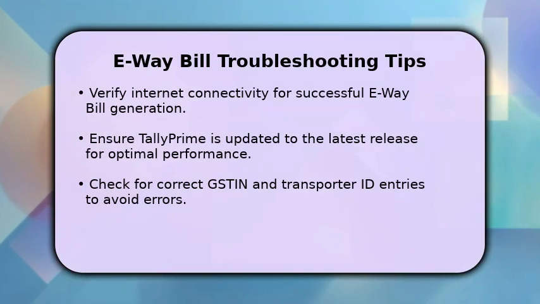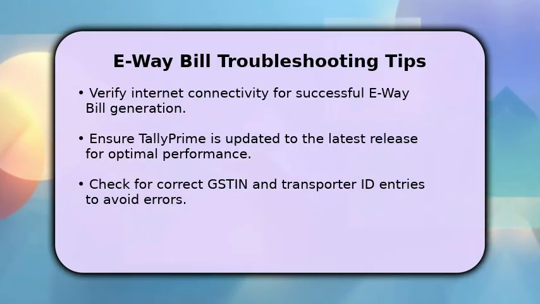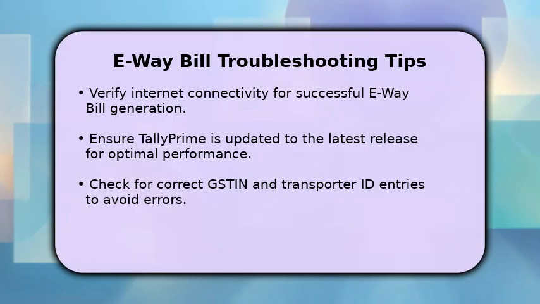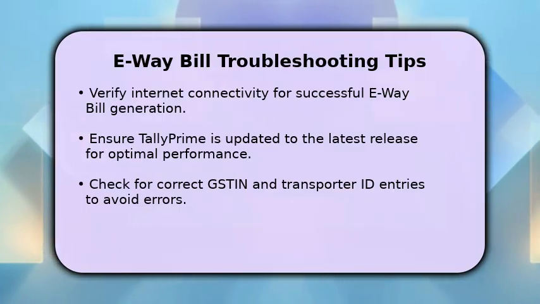To ensure a smooth experience, keep a few tips in mind. Always verify your internet connection before attempting to generate or update eWaybills, as a stable connection is crucial. Regularly update your Tally Prime software to its latest release to benefit from new features and bug fixes. Double-check all entered details, especially the GSTIN and transporter ID, as incorrect information is a common cause of eWaybill generation failures. Following these steps will help you avoid common issues.